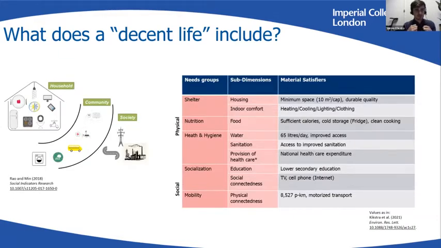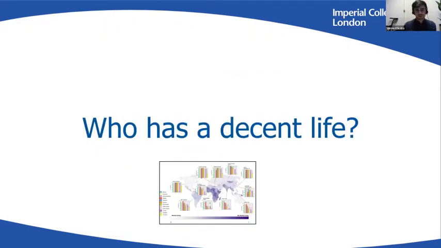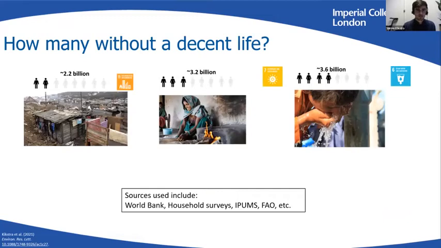And so for each of these need groups, so shelter, nutrition, health and hygiene, socialization, and mobility, we have the subdimensions and the material satisfiers for this. So enough floor space, enough water, etc. And we set certain thresholds for that. Based on these thresholds, then we can start collecting data and look at who has a decent life, or try to estimate who has a decent life.